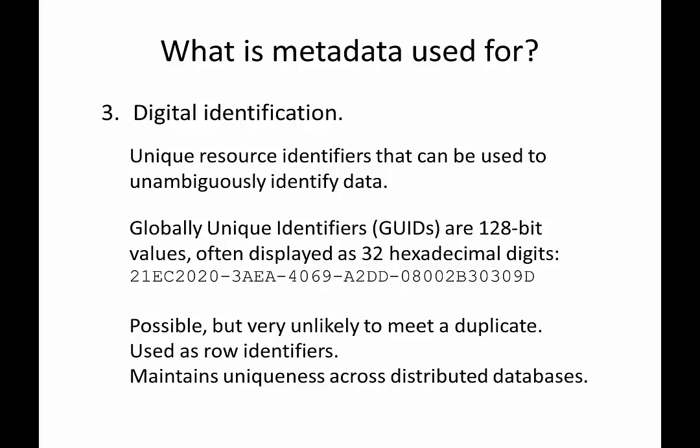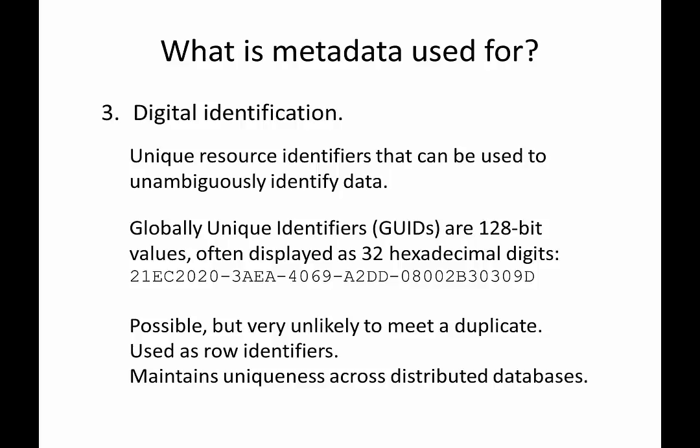So basically, a form of metadata is unique resource identifiers that unambiguously identify something on the internet. One type of identifier is called a GUID. You may well have heard of these. Globally unique identifiers, called GUIDs. You'll have seen them even if you don't know what they are.